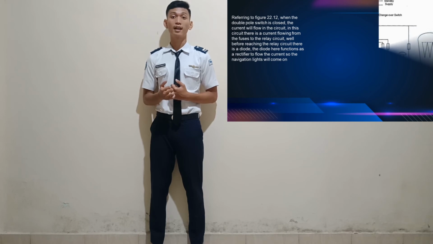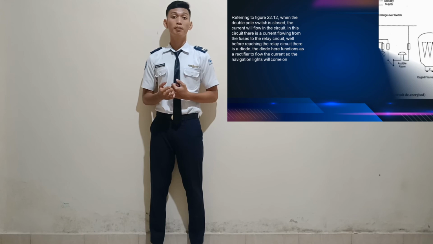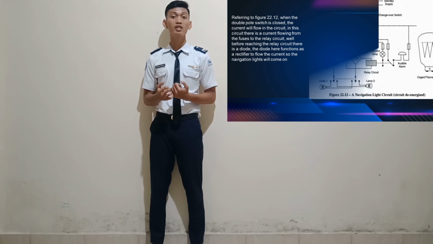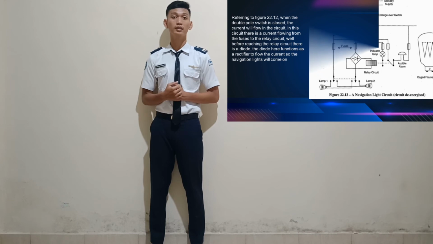Referring to figure 22.12, when the double pole switch is closed, the current will flow in the circuit. In this circuit, there is a current flowing from the fuses to the relay circuit. Before reaching the relay circuit, there is a diode. The diode here functions as a rectifier to let the current flow, so the navigation lights will come on.